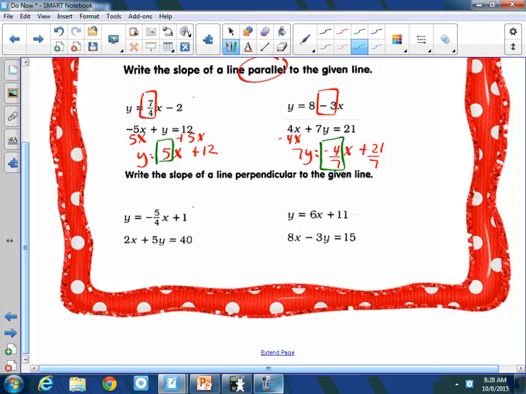Okay, so what would be the slope of a line that's perpendicular to that first one? 4/5, and it would be positive. Very good. Okay, what about this one? 1/6. -1/6. Don't forget the negative, okay? Don't forget the negative.